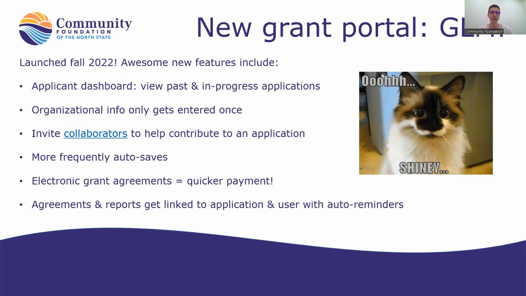This fall, we are migrating our denied info as well in there. So at some point this fall, you'll be able to see really a full history of your organization, what you've applied for and been awarded, which can be helpful. The organizational info only gets entered once, which is nice. So every time you start a new application, you're not having to say your address and all that kind of stuff.